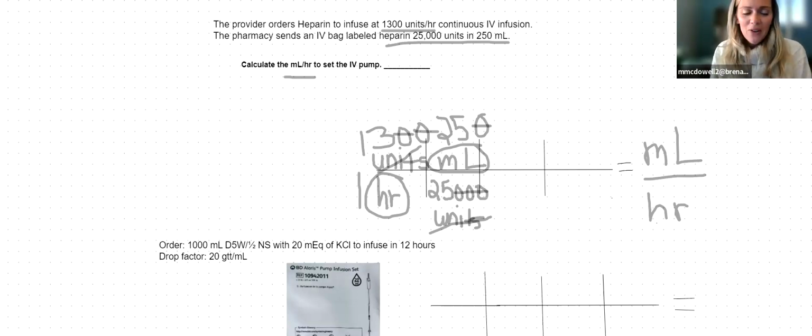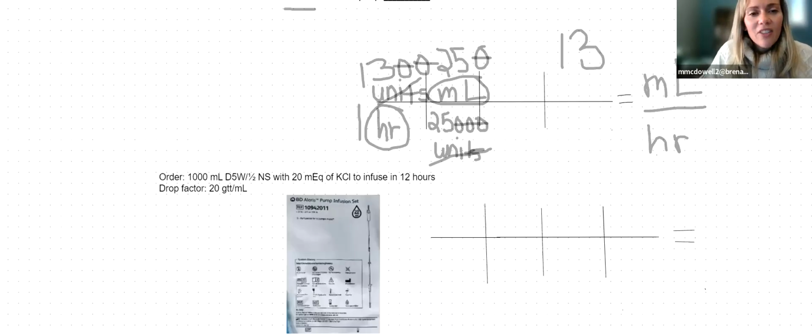I'm going to pull out my calculator and do this with y'all. I recommend that you have pen and paper and that you're doing this along at home. So 13 times 25, you should get 325, and we're going to divide that by 25. So we have a straight answer of 13 milliliters per hour. Okay, so hopefully that made some sense. Let's do another one. I love these ones.